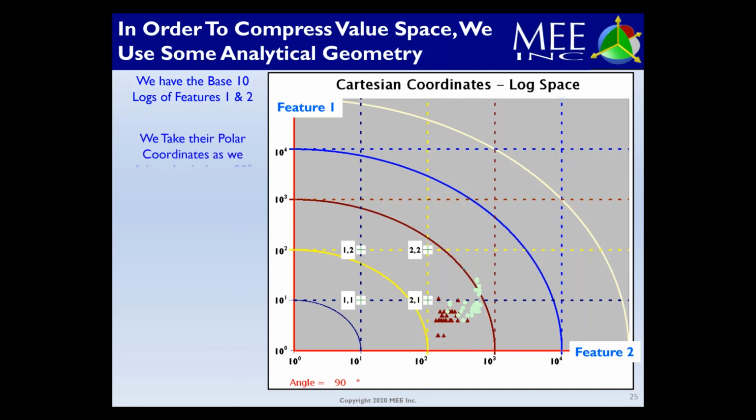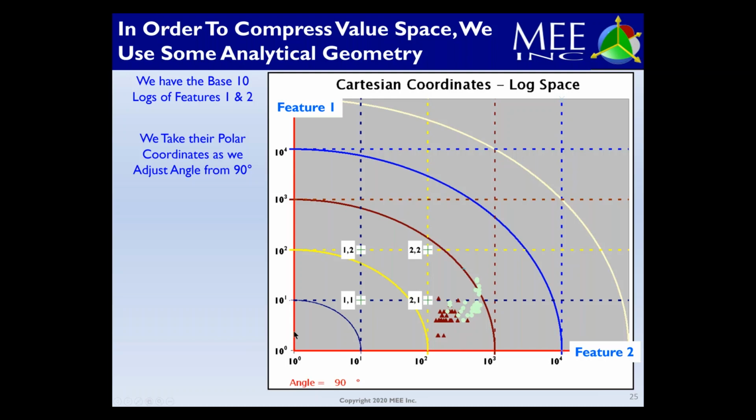So what we're going to do is take the polar coordinates as we adjust this angle away from 90 degrees. Imagine that this is one valued feature and this is another valued feature. Remember, we've already swung the demand plane around so that it's abutting this. We didn't show it here, but imagine we swung the demand plane around. We got two valued features here.